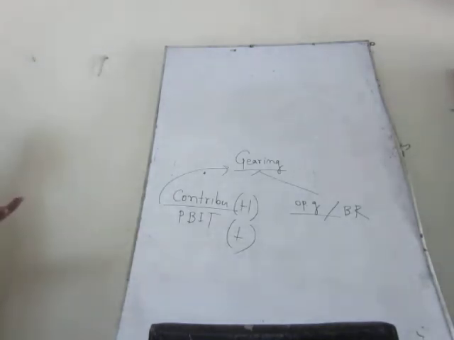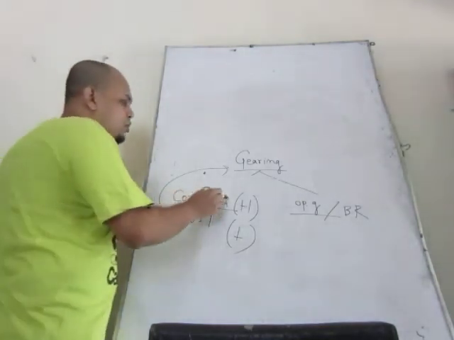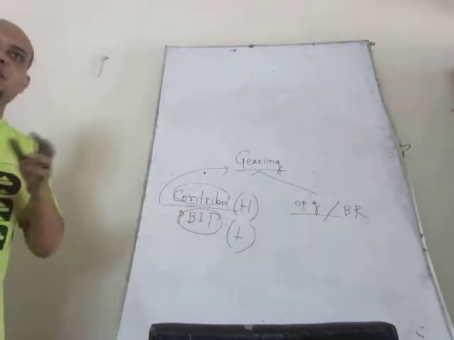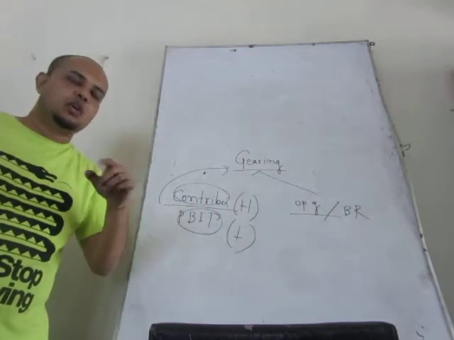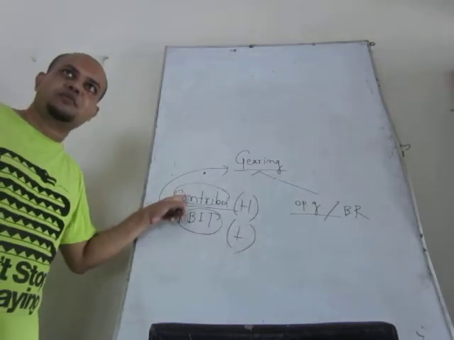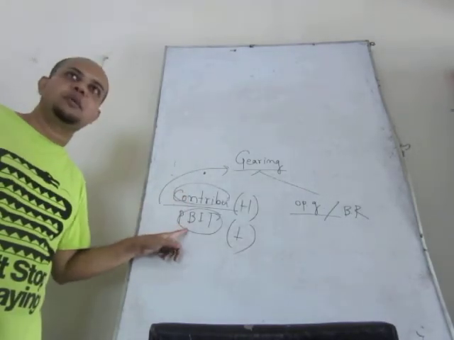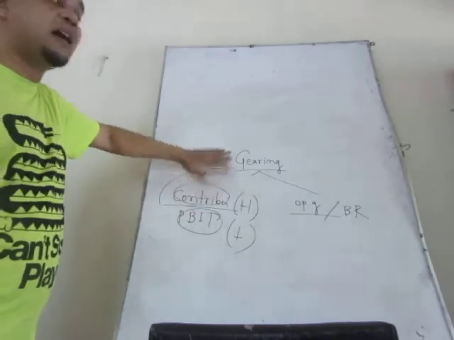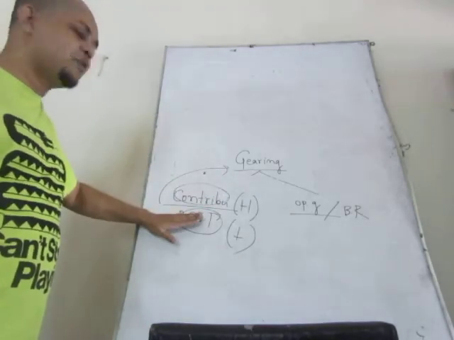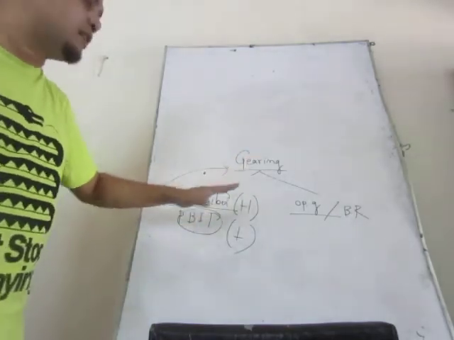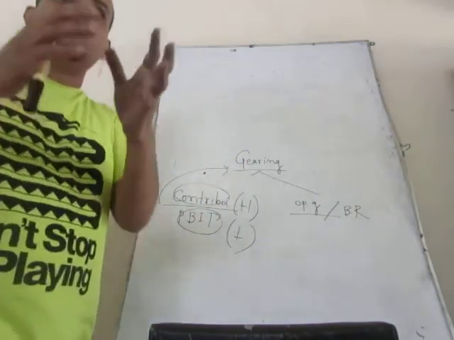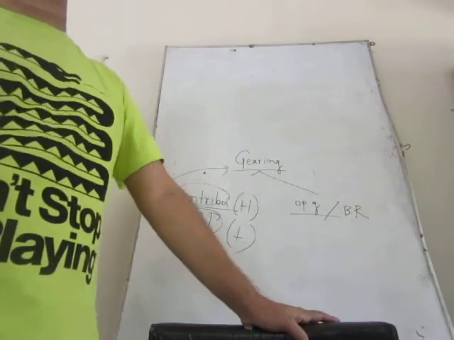What is business risk? That is your contribution and profit before interest and tax. What is the difference between these two? When you deduct fixed cost from the contribution, that will give you the profit before interest and tax. So contribution is high, but profit before interest and tax is very low. Why? Because there is a huge amount of fixed cost.